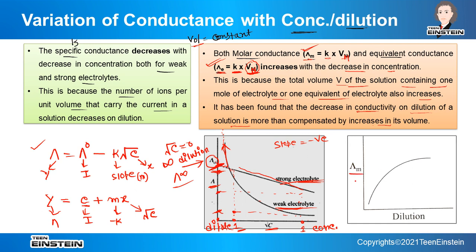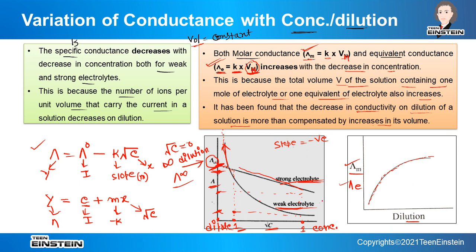Now another graph we have here. This is lambda m, or you can also say lambda e. When we have the plot of lambda versus concentration, we have seen the effect in the previous graph. But in this case it is dilution, and we know that with dilution it will directly increase. The higher the dilution, the higher will be the value of lambda m or lambda e. So here the nature of the graph is increasing with dilution.